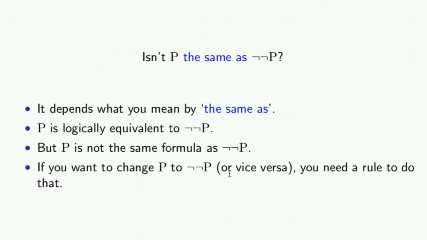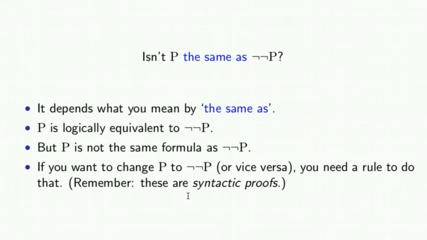Because again, remember, we're trying to come up with a system of rules that just looks at the form of the sentences, not what they mean. Put another way, we'd like to be able to have rules that a mindless computer program could apply. And while we know that P and not P mean the same thing, they're not the same formula. So to change them from one to the other, we're going to need a rule, and in fact, we will have a rule eventually to do that. But right now, the important thing to note is that these are not the same formula, and so it doesn't always mean you can substitute one for the other in a derivation. That is, these are syntactic proofs. They only look at the form of the formulas, not what they mean.